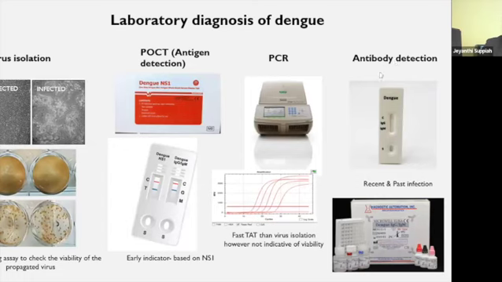And then we also have laboratory diagnosis based on antibody detection. This is particularly useful in differentiating recent and past infection. Recent infection is characterized by a high titer of IgM, whereas past or secondary infection is characterized by IgG detection.